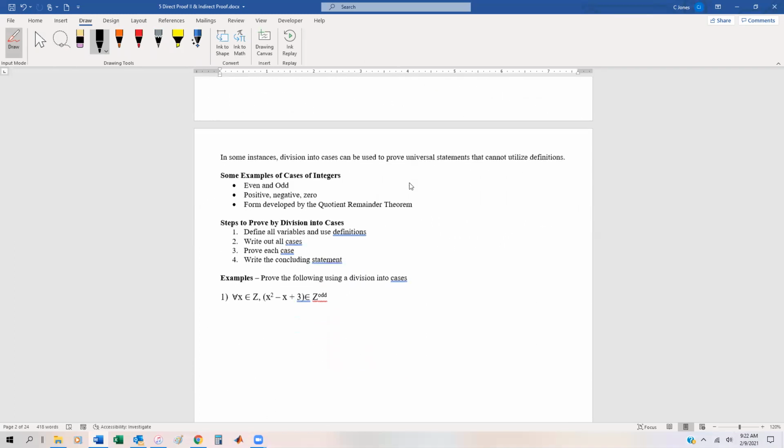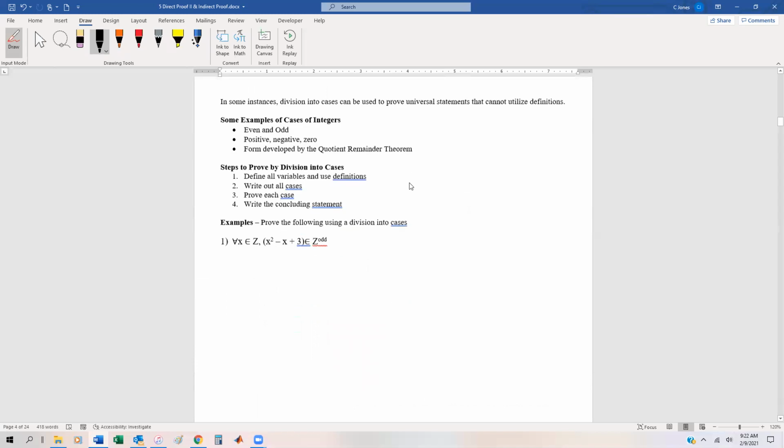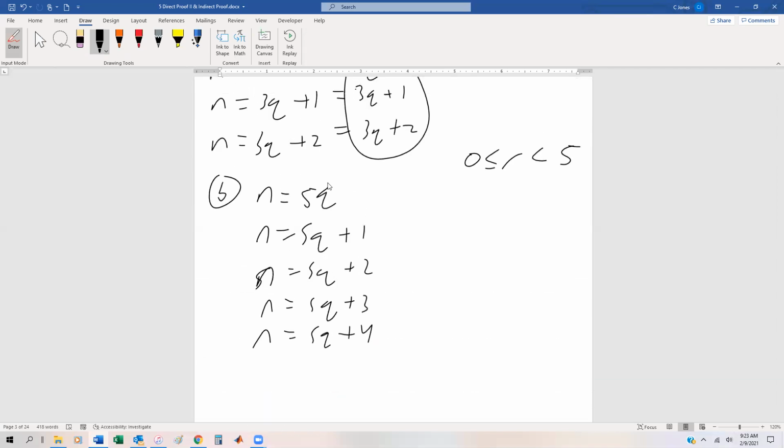Now, the last thing we're going to do in this video is a basic proof of division into cases. Division into cases is used when you don't necessarily have a definition, but you can formulate definitions by breaking into cases. You probably remember that every integer is either even or odd. You know that every number is either positive, negative, or 0. Or we could try to build one of the forms by the quotient remainder theorem. So we just said if we can prove all of these cases valid, then the entire statement would be true.